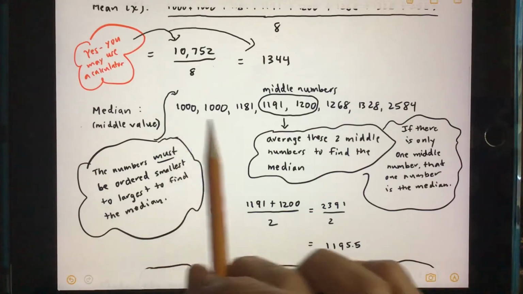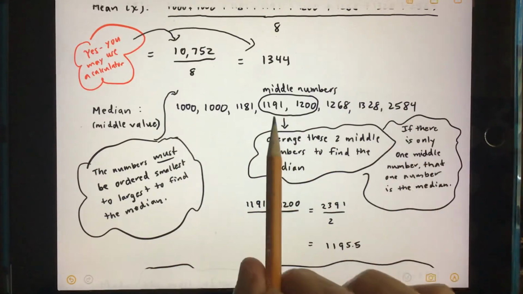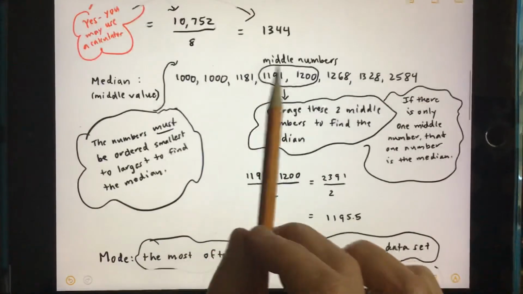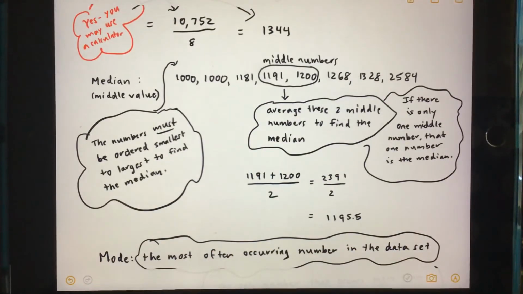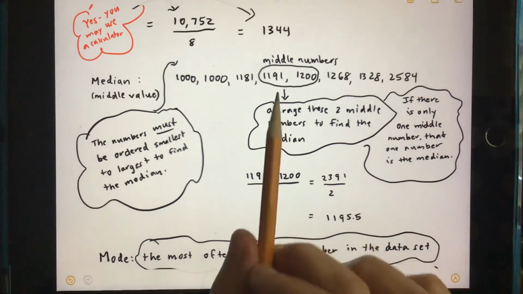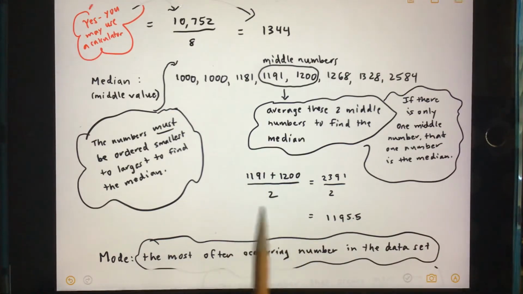All right, median. Well, we're already organized smallest to biggest, least to greatest. So we have 2 numbers in the middle. There are 3 values below, 3 values above. And when you have 2 numbers in the middle, when you're trying to find the median, you actually have to average these 2. You have to find the number that is smack dab in the middle of these 2. That's what I'm doing here, adding them up, dividing them by 2, since there are 2 values I'm averaging.